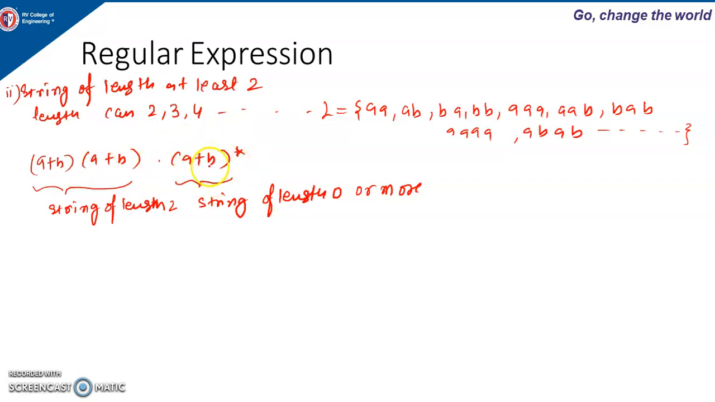So 2 and 1, it will be 3. When this is 2, this will give me a string of length 2. This is also 2, so I'll get a string of length 4. When this becomes 3, this is 2. I will get a string of length 5.